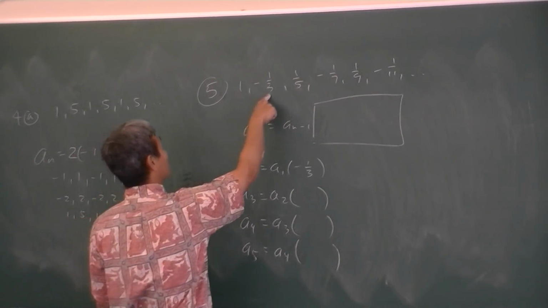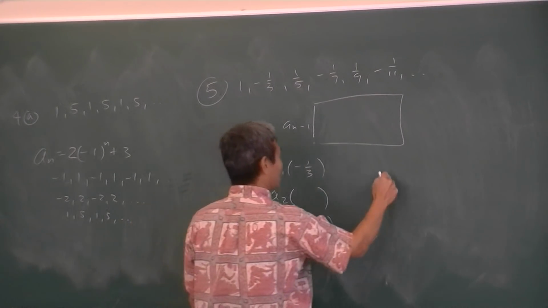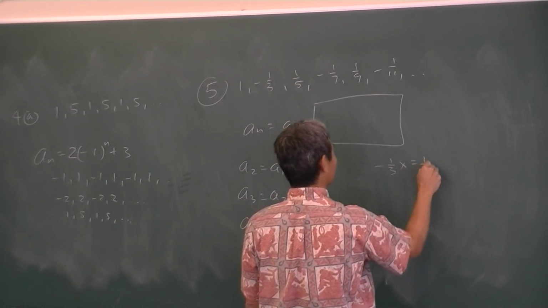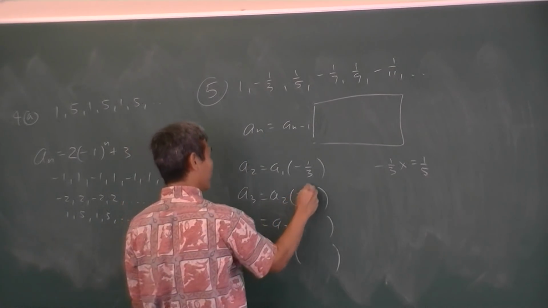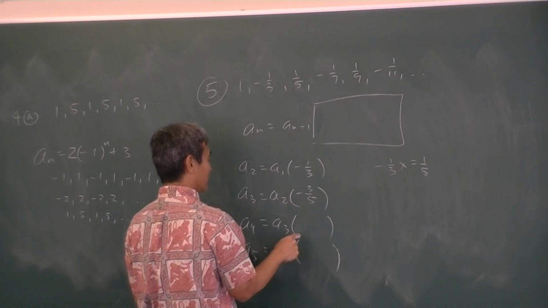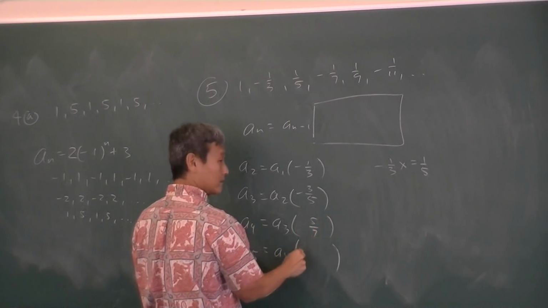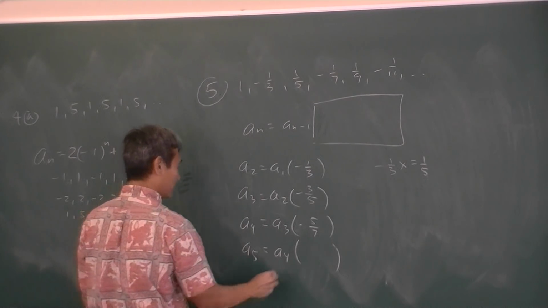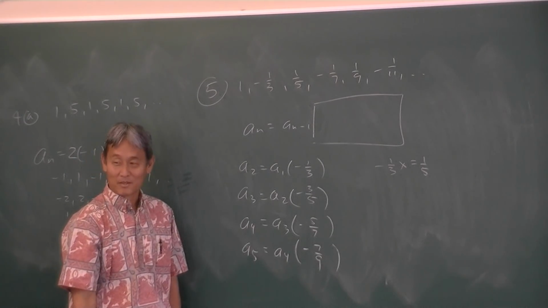What do I need to multiply that by to get that? No. What do I multiply that by to get 1/5? -3/5. 5, 7? There you go. No, -7. Is there a pattern to that, or are these just random numbers?